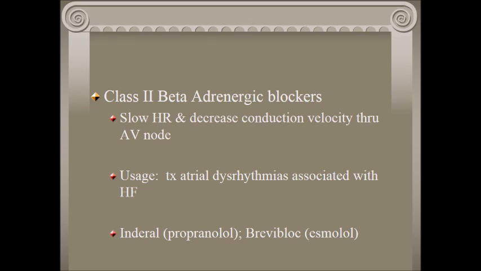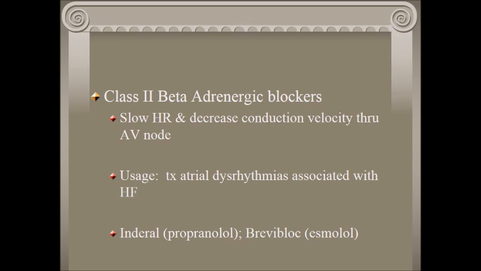Beta-adrenergic blockers are used to treat atrial dysrhythmias, generally associated with heart failure. They can also be used to treat angina and prevent recurrent MI. You need to keep in mind that abrupt discontinuation can lead to dysrhythmias and hypertension. Two drugs in this class are Inderal, aka propranolol, and Brevibloc, also known as esmolol.